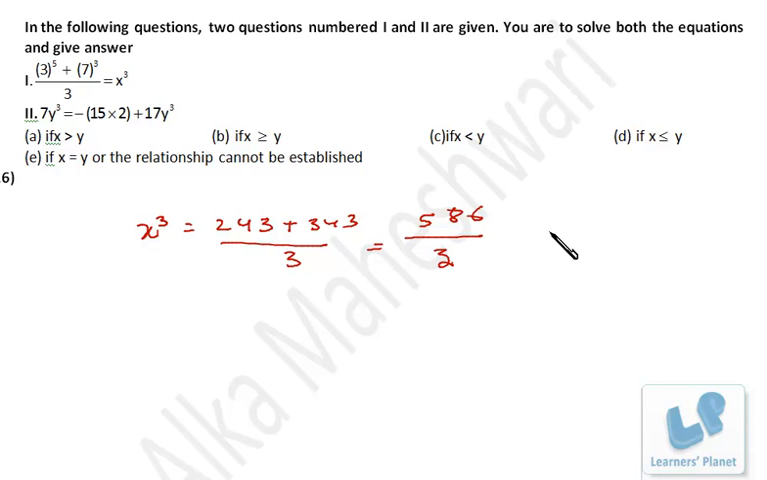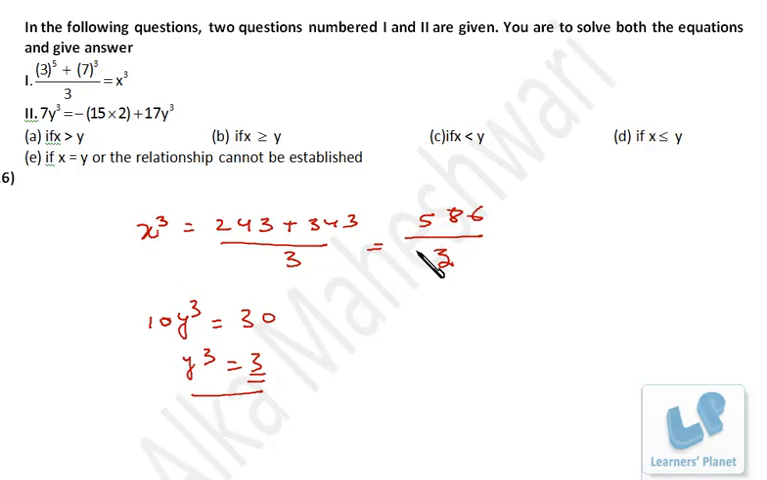Now I just take the cube root afterwards. What's the value of y? 17 minus 7, that is 10, y cube is equal to 15 into 2, that's 30. So y cube is equal to 3. Now x cube is 586 by 3 and y cube is 3.